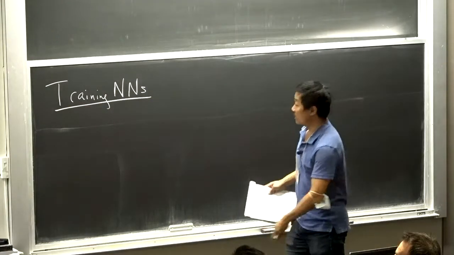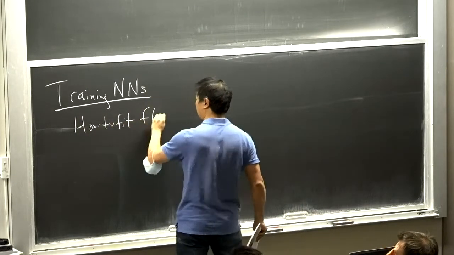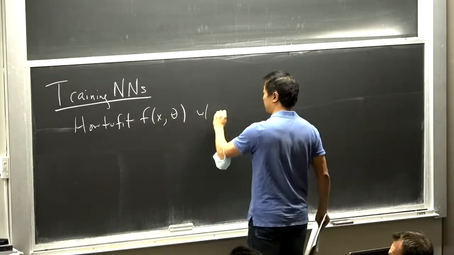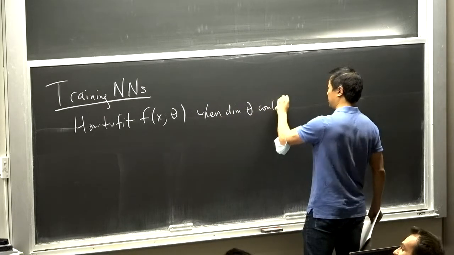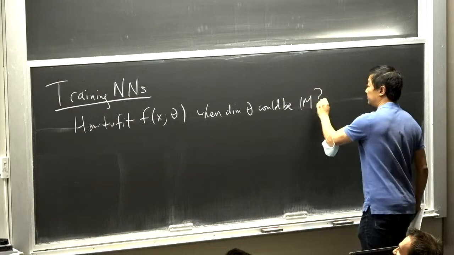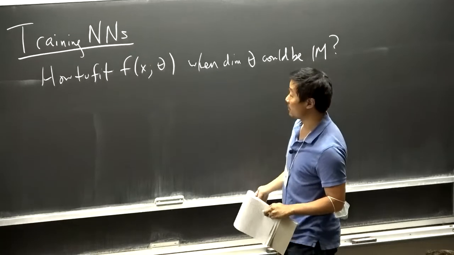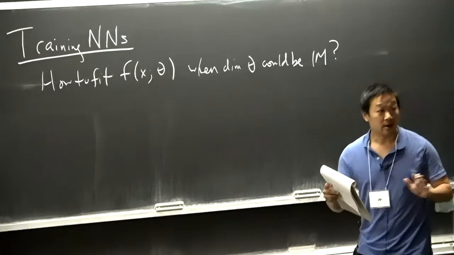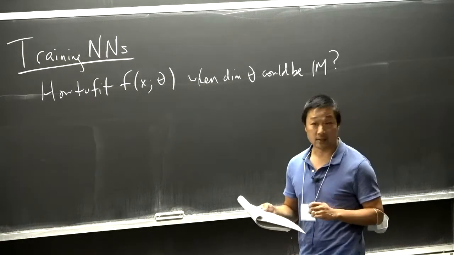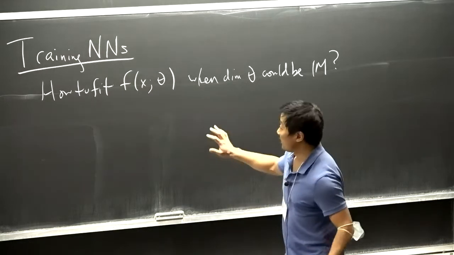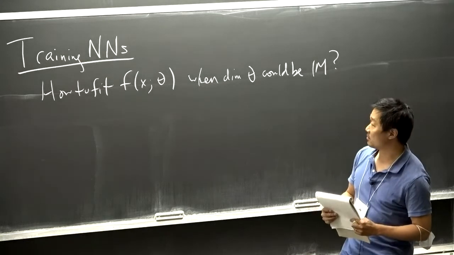OK, so now how do we fit when the dimension of theta could be like 1 million? So what algorithms can we use to fit such functions with so many parameters? Unfortunately, I don't have time to go into a lot of detail about this. So I'm just going to focus on the rough idea and some of the concepts.